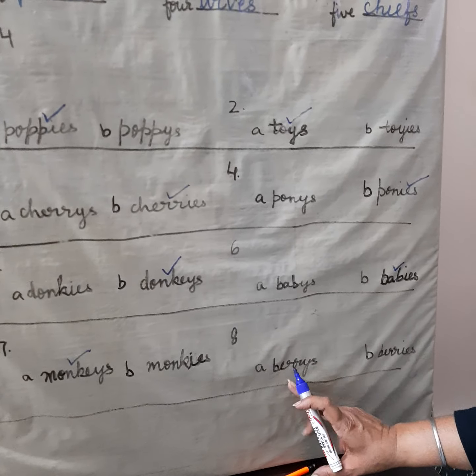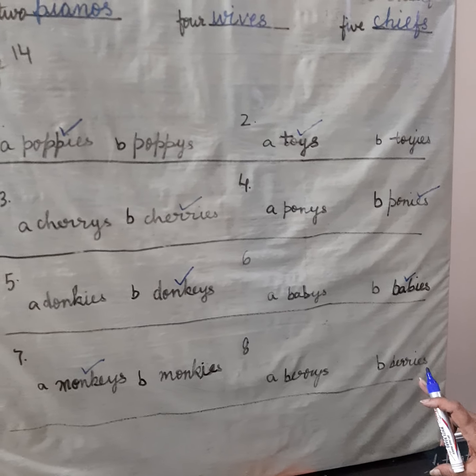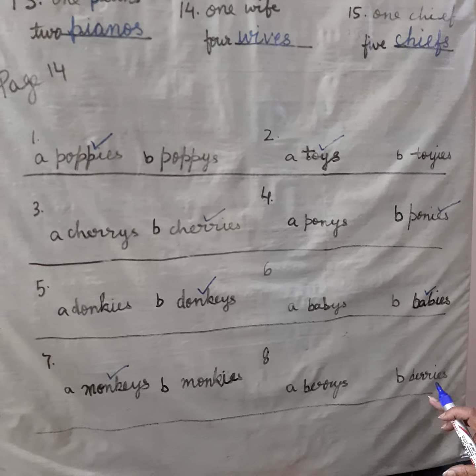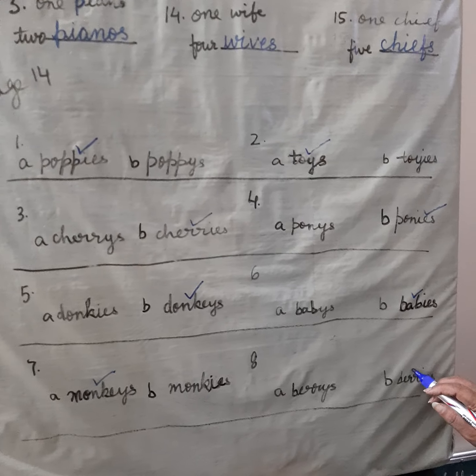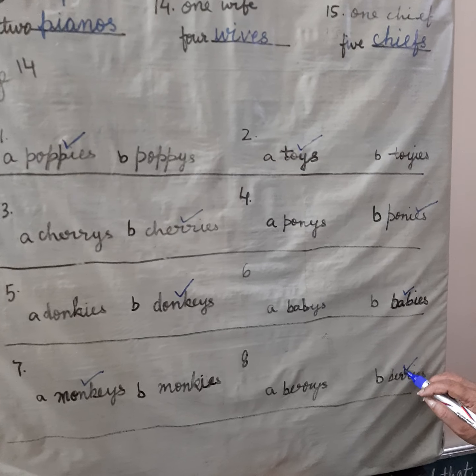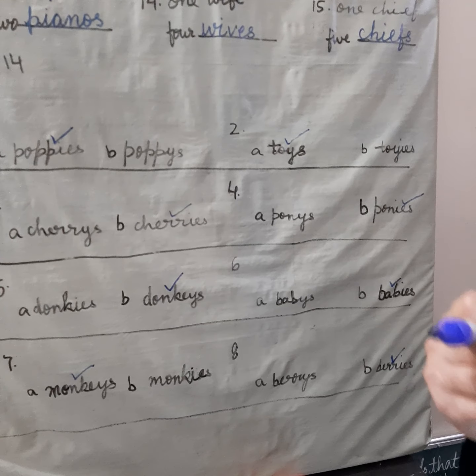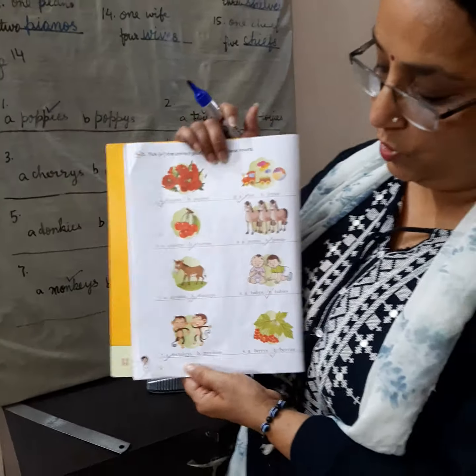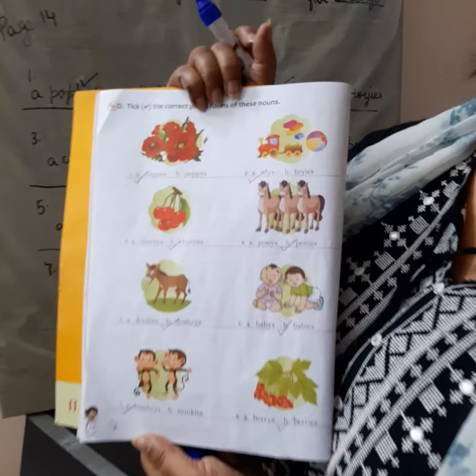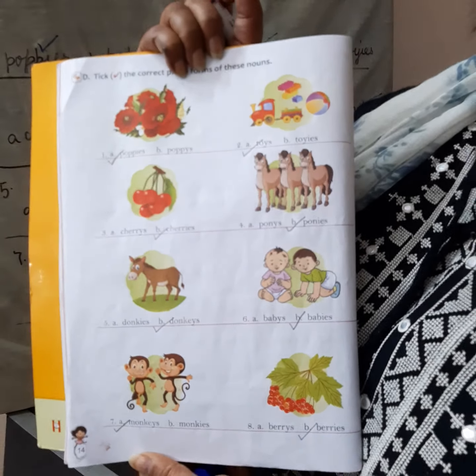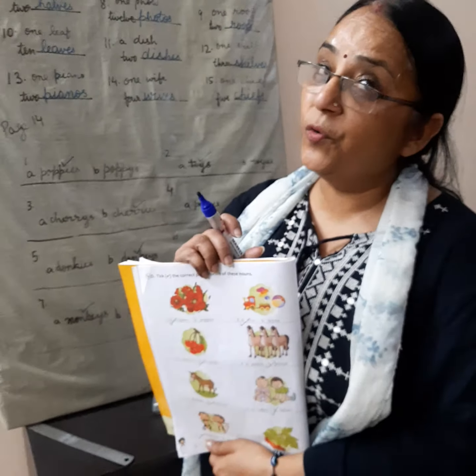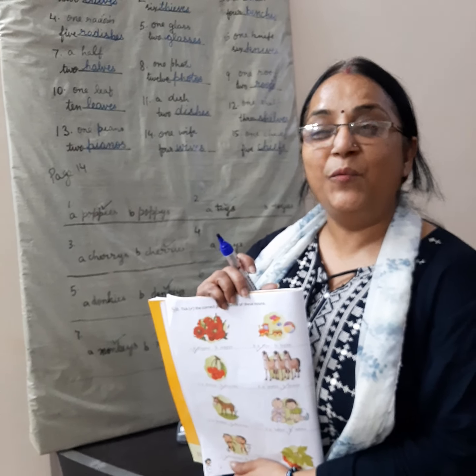Now, berries. Yes, we will replace Y with IES. Berries. Hope you all have done the work like this. Now, we will continue with two more rules on the next day when we meet.